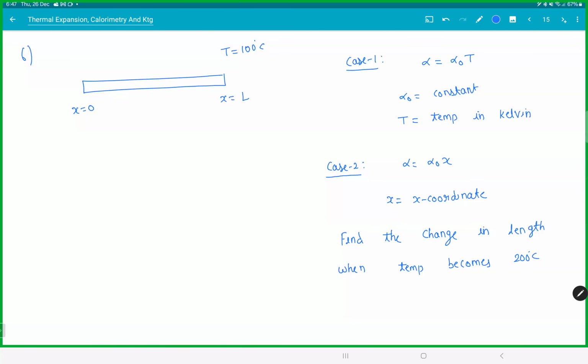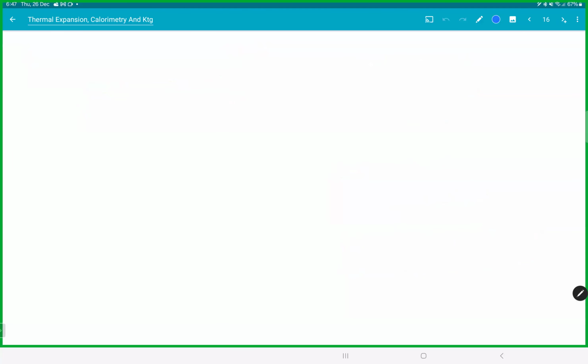We fell into the trap we had. Look at the first one. Alpha is equal to alpha naught t. So in the formula, dl is equal to L alpha dt. Now be careful here. We are taking alpha is small, so L is almost constant. So now dl, L will be alpha naught t dt. So far it is still fine, nothing wrong.